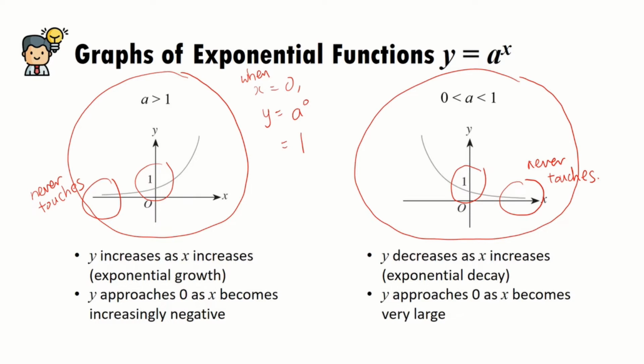So what we see on the left is that y increases as x increases. This is what we call an exponential growth. And what we see on the right is that as x increases, y decreases. This is what we call an exponential decay.